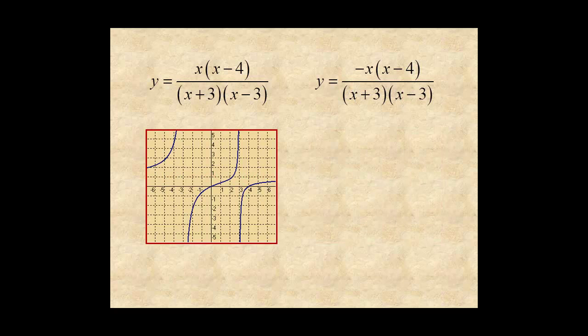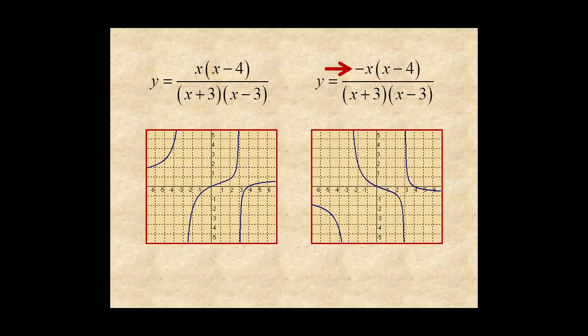If you multiply the function by -1, the graph is reflected vertically. For example, notice this branch of the function is flipped over from the second to the third quadrant.